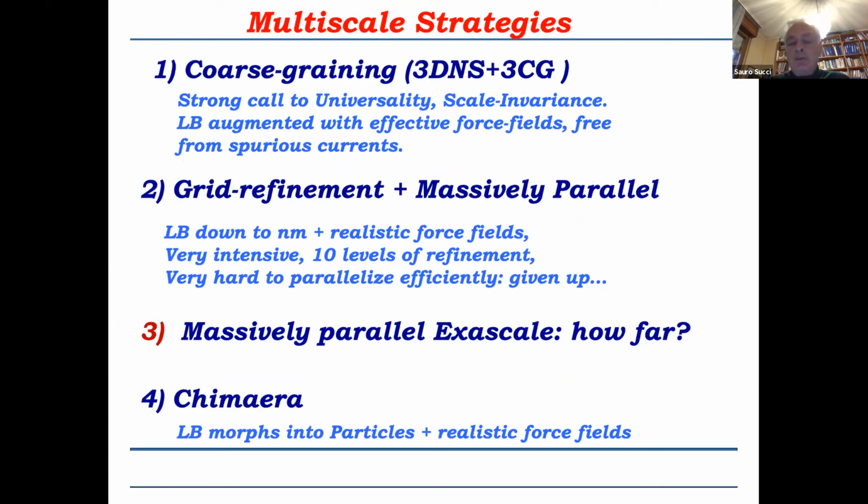And most of the work we did so far, unfortunately, if you wish, for this workshop, does not require an exascale, because we could produce a lot of results just using the first strategy of multiscale, namely coarse graining. 3 plus 3 means that I resolve 3 decades in space, and that I can do easily on any computer by direct simulation. And the remaining 3 orders of magnitude, I can coarse grain. I can use some customized lattice Boltzmann, which we developed. And of course, we are making a strong call to universality.